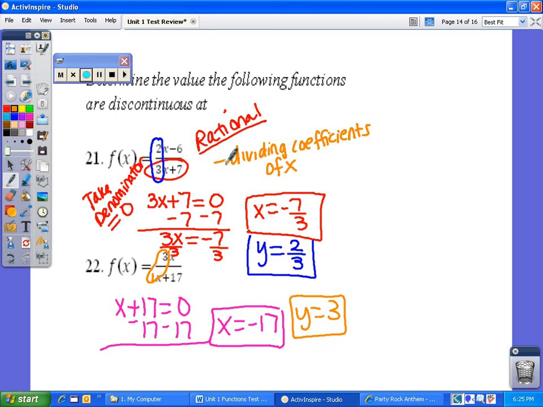Okay, so x would equal -7/3. That would be an asymptote and an area of discontinuity. And then y equals 2/3 would be the other area of discontinuity because that's a horizontal asymptote. X equals -17 is a vertical asymptote, so that's an area of discontinuity. And then just dividing 3 divided by 1 gives you 3. So that's a horizontal asymptote at 3, so that's the other area of discontinuity.